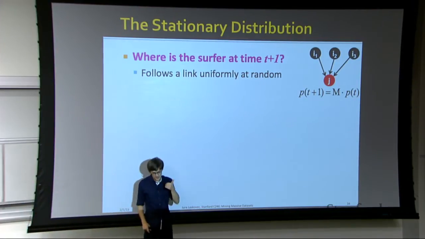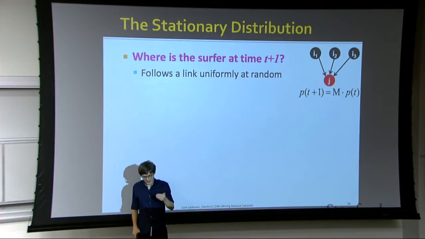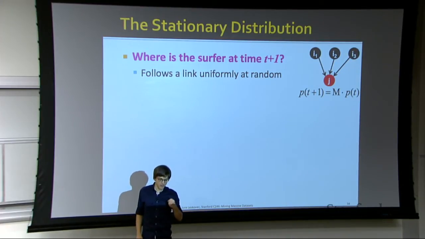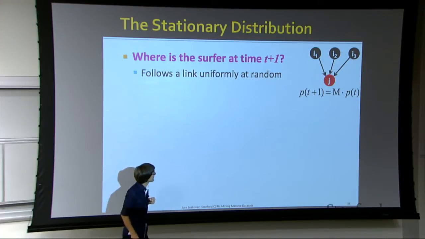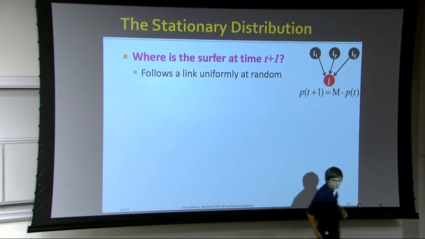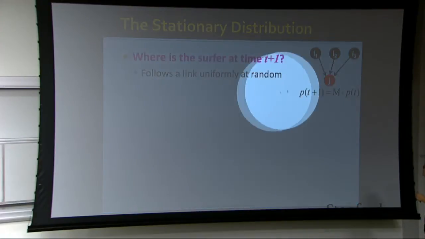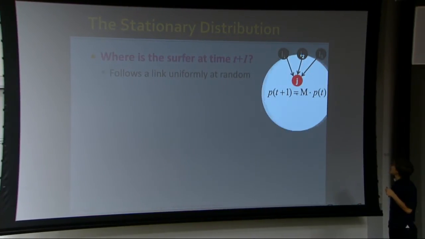How do I figure that out? I figure this out by asking how the surfer makes a step. A surfer makes a step by selecting a link at random and navigating to the target web page. So the way I can think of this is to say the following: what's the probability that the surfer will be at page j?